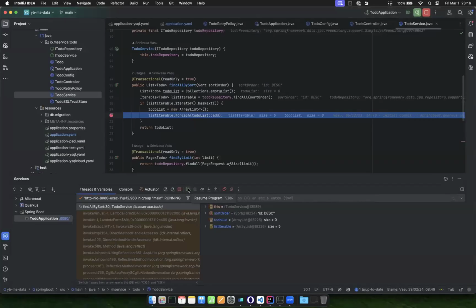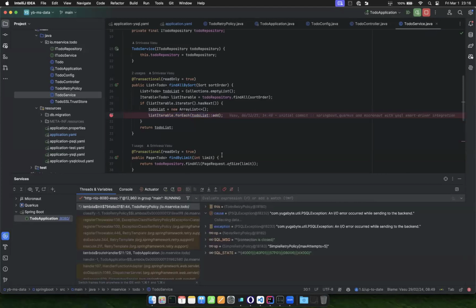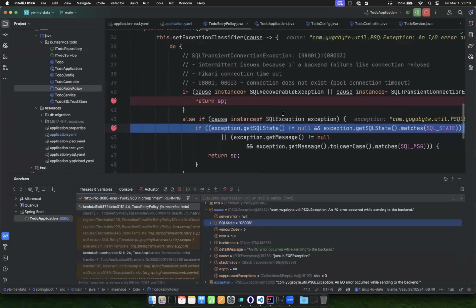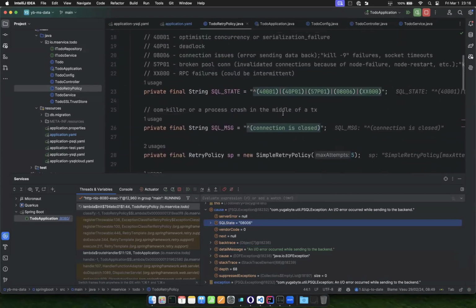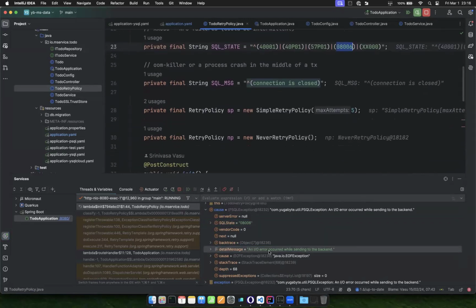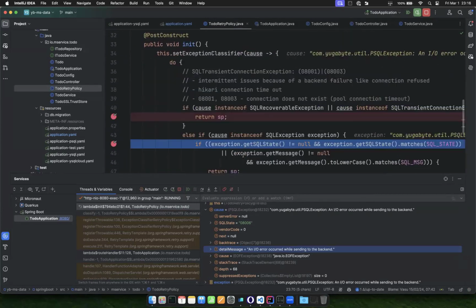And if I go and continue my execution flow, I'm going to hit the same exception block this time, right? This time the error message is different. Again, it stopped at this block because it's matching our error condition as well. So 08006, and it's saying that an input output error occurred while sending it to the backend, right? So that means it was killed in the middle of serving the request, and that's the reason we have hit this problem.